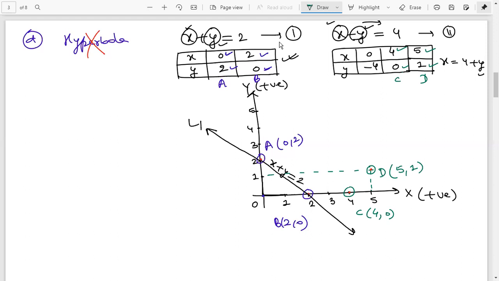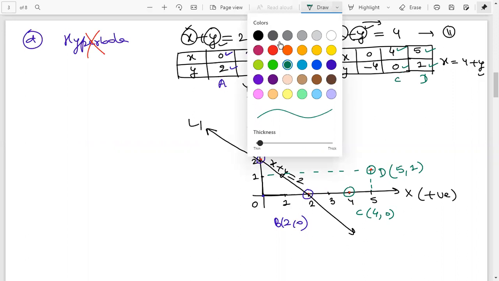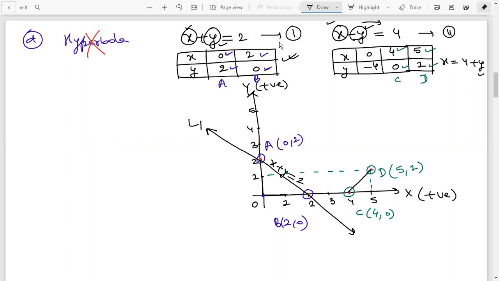At x equal to 5 we'll draw a dotted line parallel to the y-axis, and at y equal to 1 a line parallel to the x-axis. The intersection point of both lines will give point D, 5, 1. Now we have both points. We'll join these 2 points with the scale, and then extend in both directions to get a line.